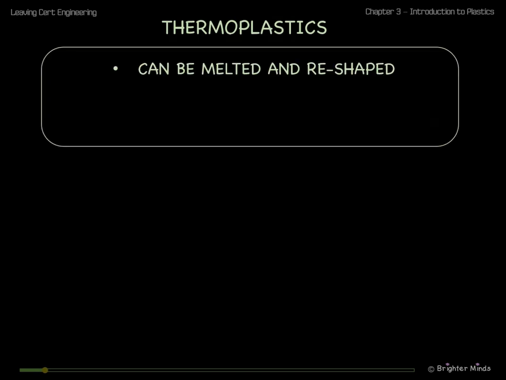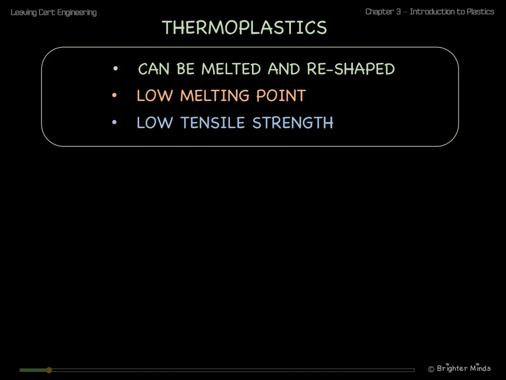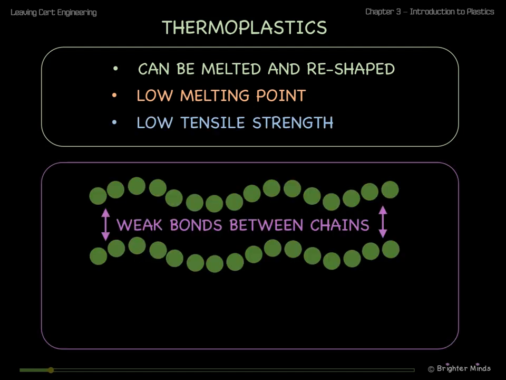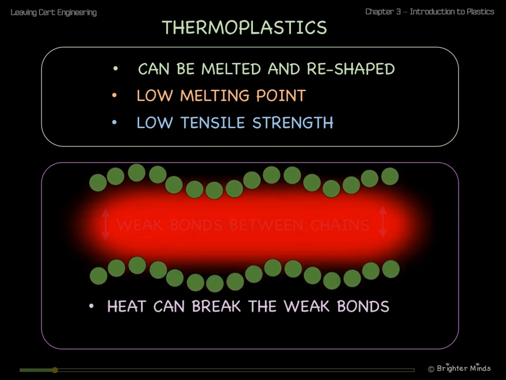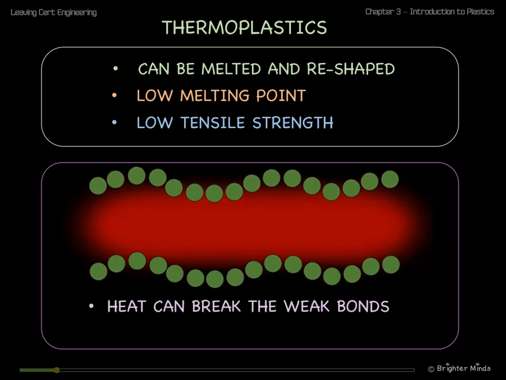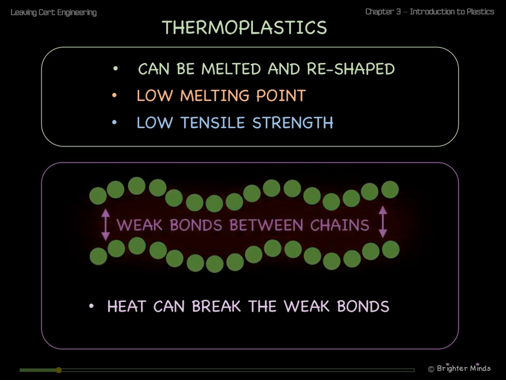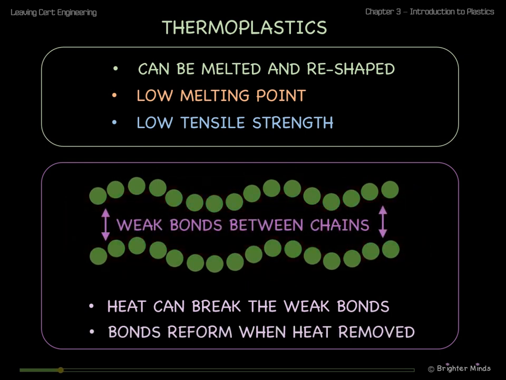Thermoplastics can be melted and reshaped. They have a low melting point and low tensile strength. Thermoplastics have weak bonds between the polymer chains. Heat can break these weak bonds, and the polymer chains can then slip over each other to make new shapes. When the heat is removed, the weak bonds are reformed, and this holds the plastic together again in its new shape.